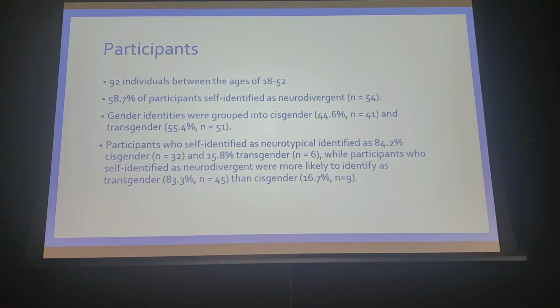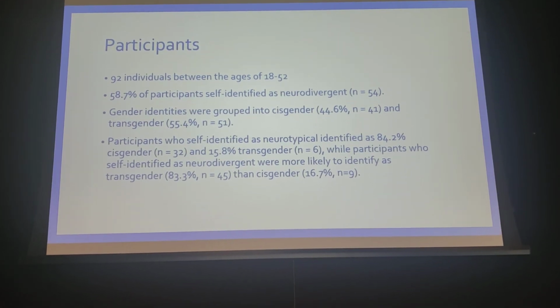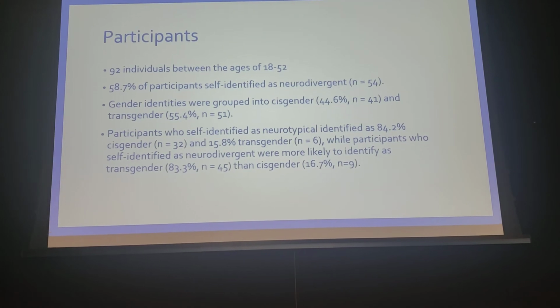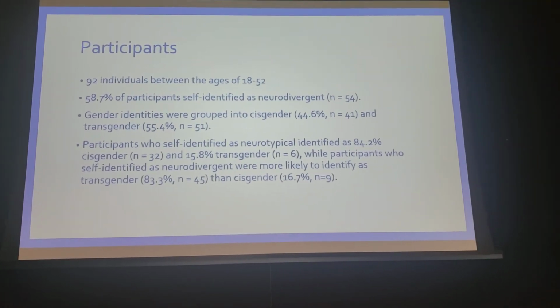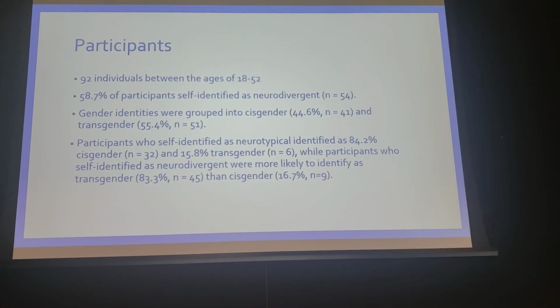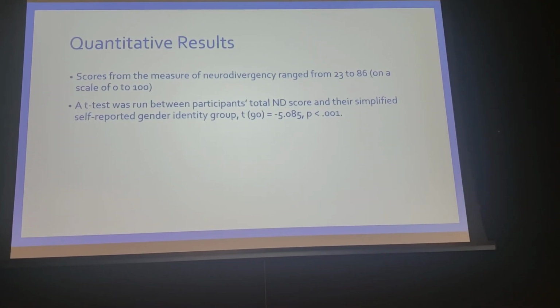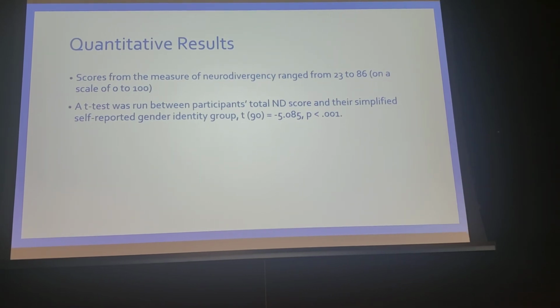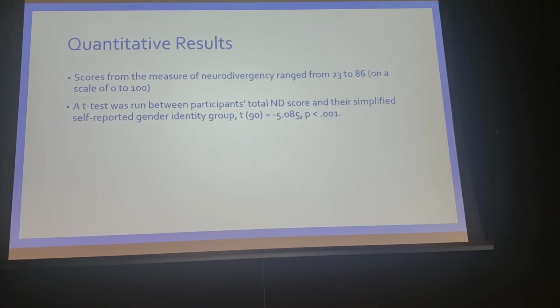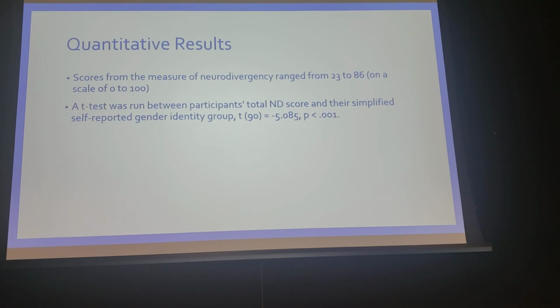roughly half and half. And I found that participants who self-identified as neurotypical tended to identify as cisgender more than transgender, and then vice versa. So individuals who identified themselves as neurodivergent were more likely to identify as being transgender. So I had developed a scoring method based off of several neurodiagnostic forms that help to quantify neurodivergency, and we found that there was a significant relationship between self-identified gender and the neurodivergency score.